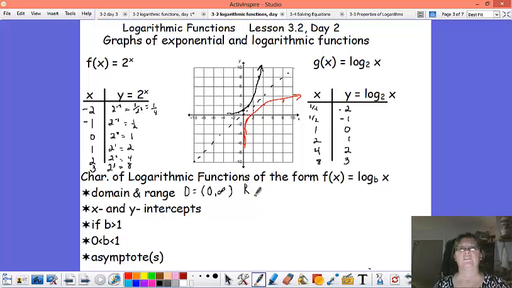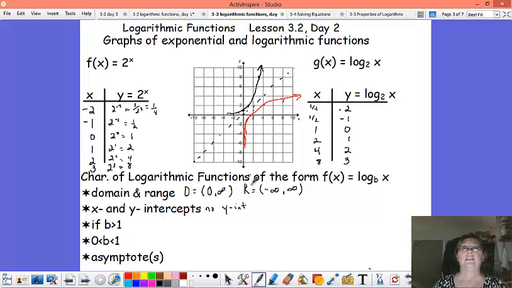The range in interval notation, well, y can be extremely small. Any y is okay. And as you can see, this goes on forever and ever. So the range is from negative to positive infinity for a logarithmic function, a generic one. As far as x and y intercepts, there is no y-intercept for a logarithmic function in its generic form. It never touches the y-axis.